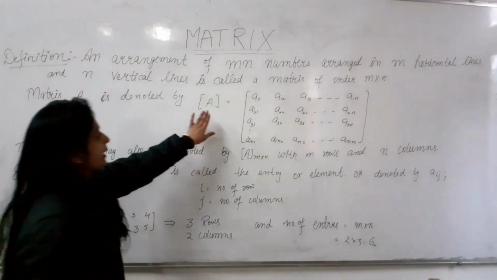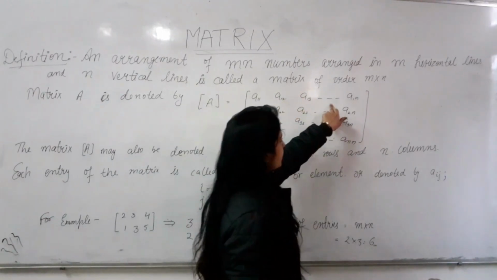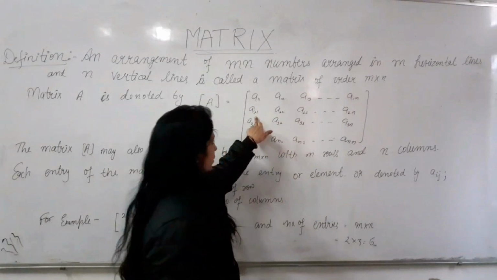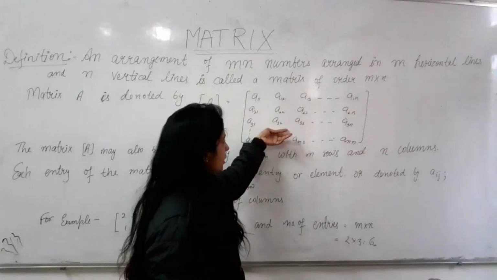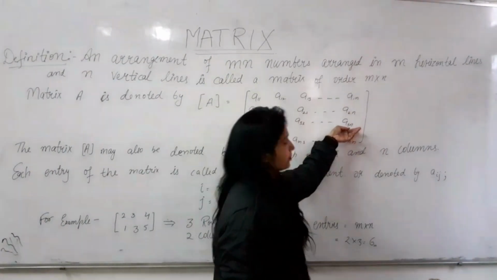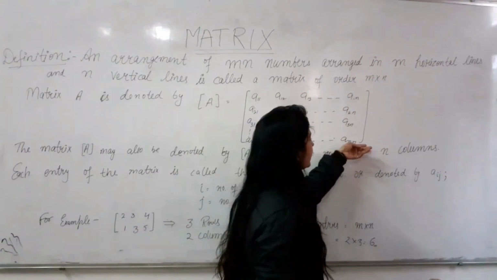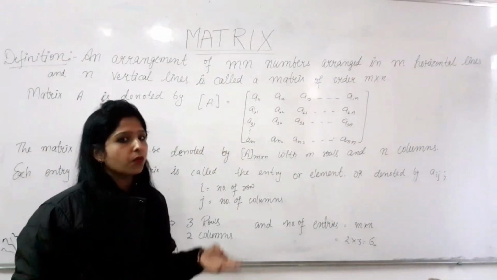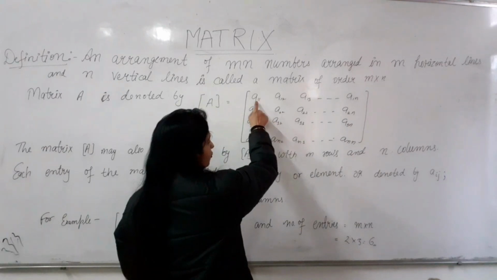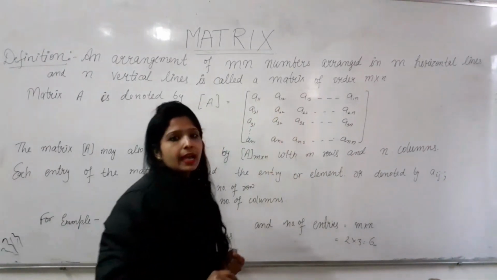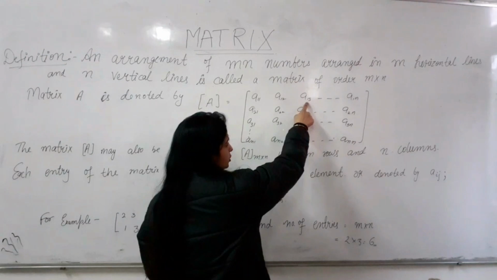Matrix A is denoted by A equals A11, A12, A13 up to A1n, A21, A22, A23 up to A2n, A31, A32, A33 up to A3n, and so on, An1, An2, An3 up to Ann. This is the general form of the matrix, where A11 means the element of first row and first column. A12 means the element of first row, second column. A13 means the element of first row and third column.